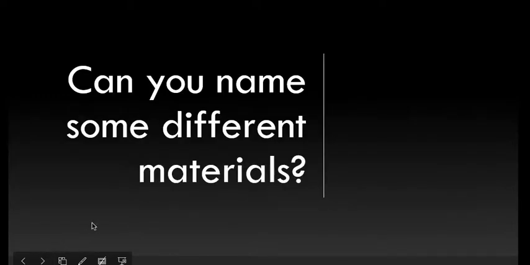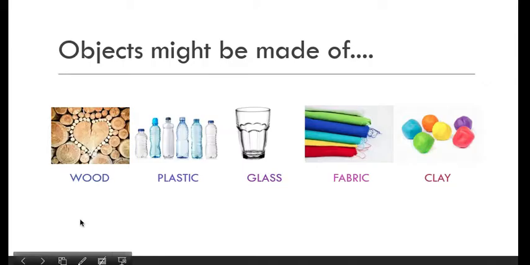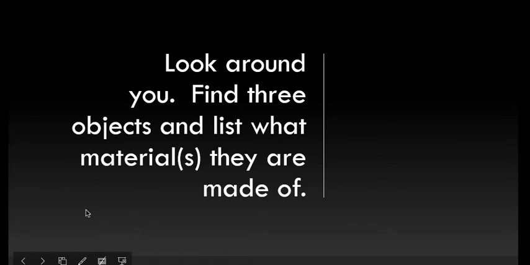Can you name some different materials? Take a minute to think about different materials that you may know. Objects might be made of wood, plastic, glass, fabric, or clay. Were those some of the examples that you came up with? Look around you. Find 3 objects and list what material or materials they are made of.